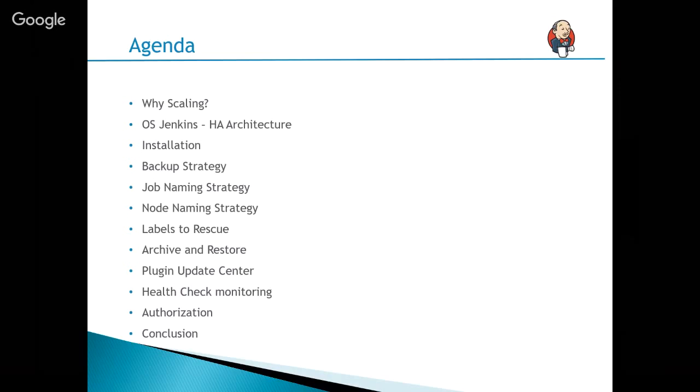So backup, job naming, and node naming. All these come into the picture because you need better management. Otherwise, in a big organization with an open source system, over a period of time everything can go into a junk format, and it is hard to track and trace anything that you need. So you need a systematic procedure to handle all of this.